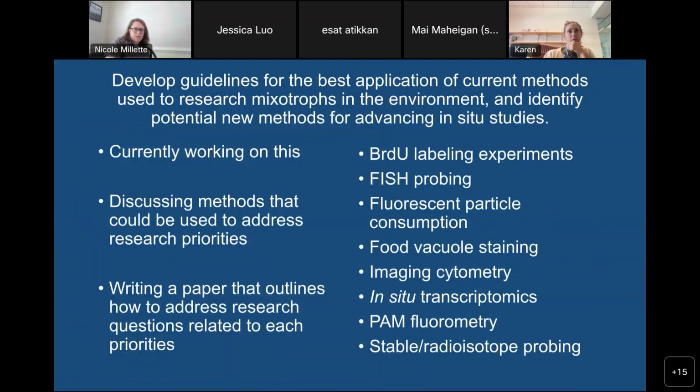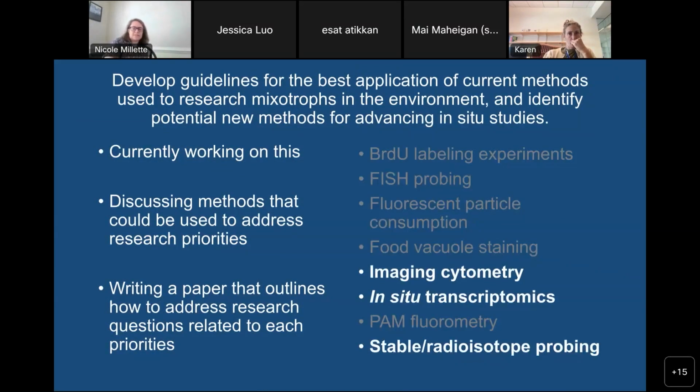And a lot of the methods that we're talking about are things like BrdU labeling experiments, FISH probing, fluorescent particle consumption, food vacuole staining, imaging cytometry, transcriptomics, pan-fluorometry, stable isotopes or radioisotope probing. And we're really, really interested a lot in this imaging cytometry or just flow cytometry in general, in situ transcriptomics, and the use of stable isotopes.